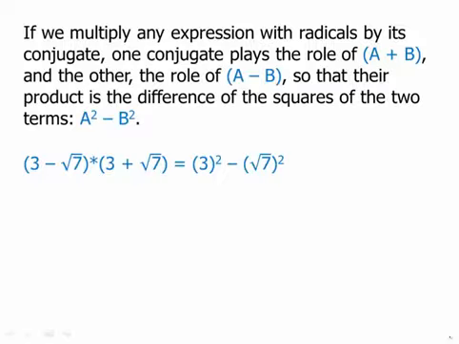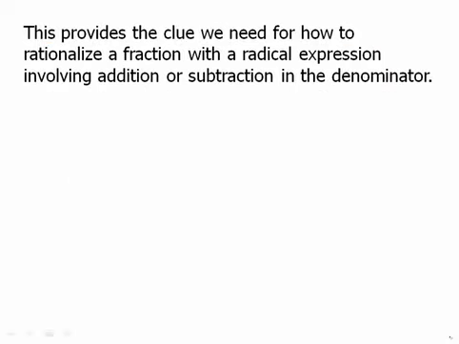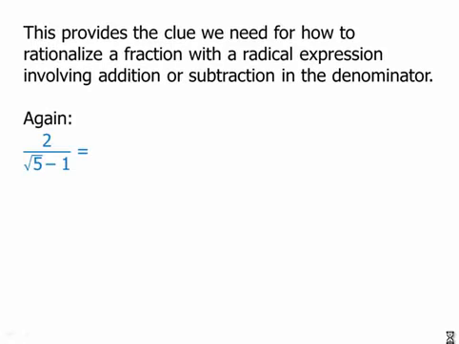Or in other words, 3 squared minus root 7 squared. Square each one of them, we get 9 minus 7, which is 2. So in other words, we multiplied two expressions with radicals, and we get a product without radicals. That's a really big idea. This provides a clue we need for how to rationalize a fraction with a radical expression involving addition or subtraction in the denominator. So let's go back to that one that we couldn't solve a moment ago.